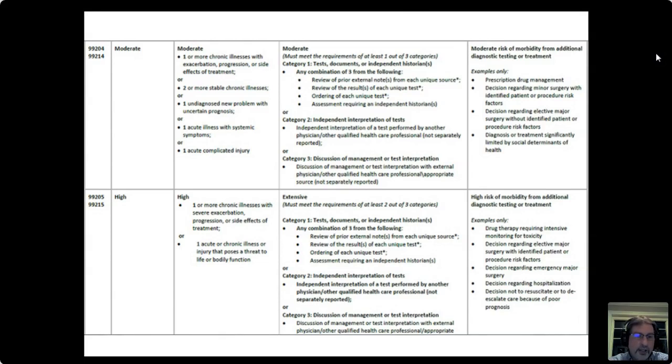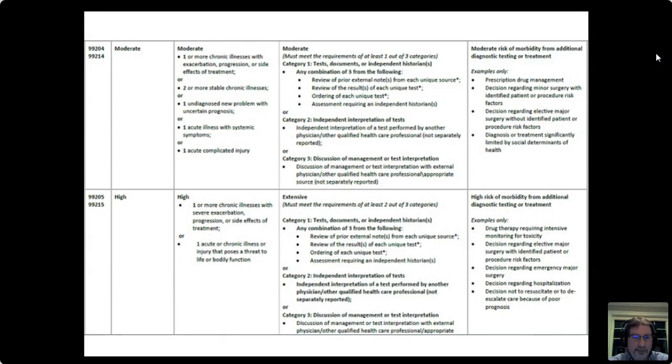And then when we get down to a level 5, we have the high levels. Again, generally speaking, you're going to be looking at things where the wheels are coming off the bus on these patients. You have one or more chronic illness with severe exacerbation, progression, or side effects of treatment, or one acute or chronic illness or injury that poses a threat to life or bodily function.